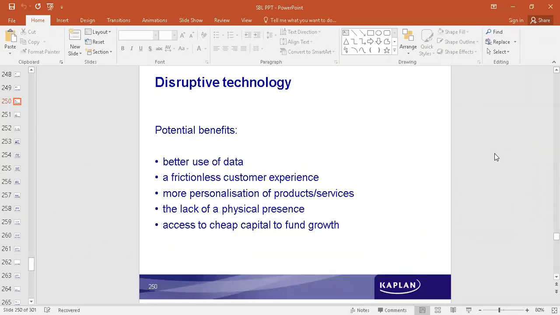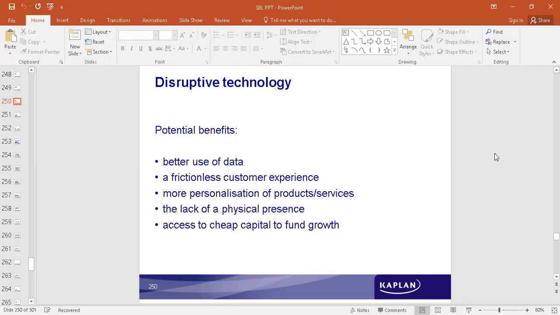The lack of a physical presence. Now no one needs to be present physically. It all can be done remotely also. To have access remotely is possible. There is no need to be physically present to take up a transaction.